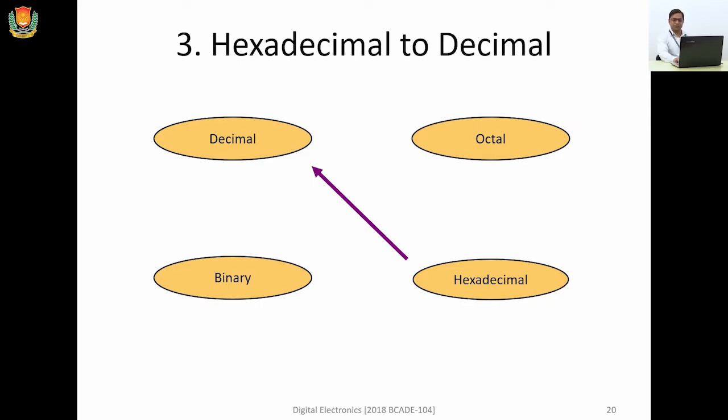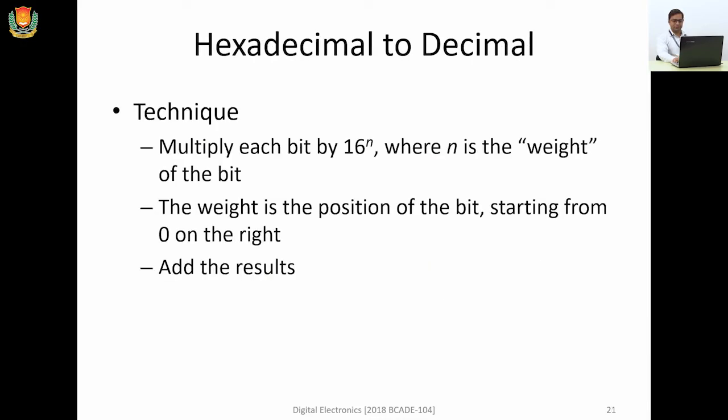The next conversion is hexadecimal to decimal number system. Hexadecimal contains 16 symbols. The 16 symbols are 0 to 9, 10 symbols, and after that A, B, C, D, E, F, the 6 symbols. The total is 16 symbols.